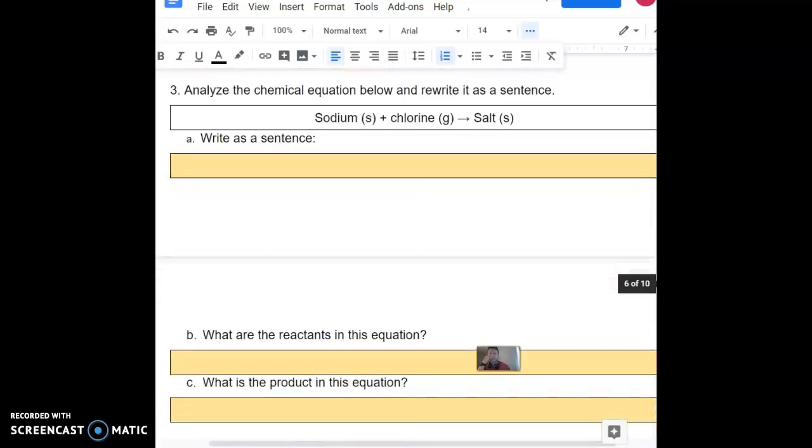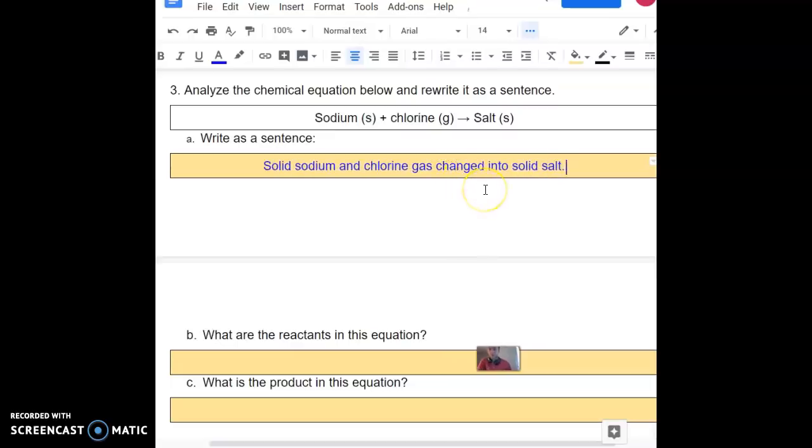It tells us to analyze the chemical equation below and rewrite it as a sentence. So now we're working backwards. Okay, so first let's start with our reactants: sodium as a solid and chlorine as a gas, and then I have my arrow, which means changed into salt as a solid. Let's type that out as a sentence. Solid sodium and chlorine gas changed into solid salt.